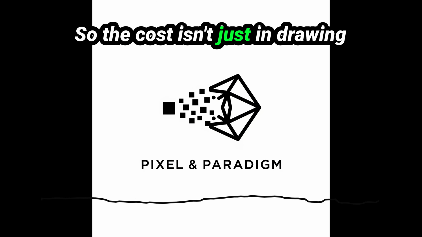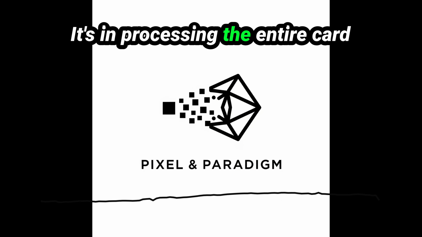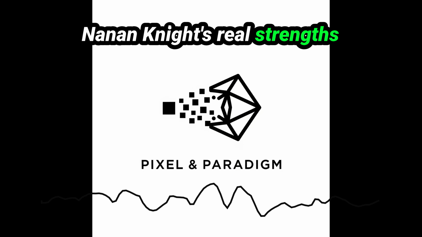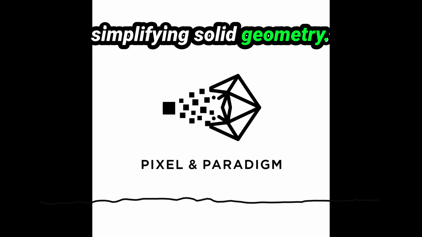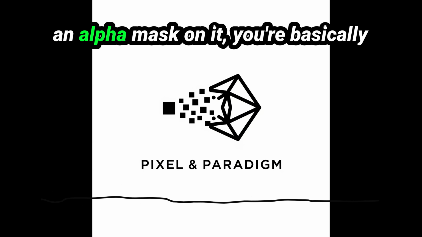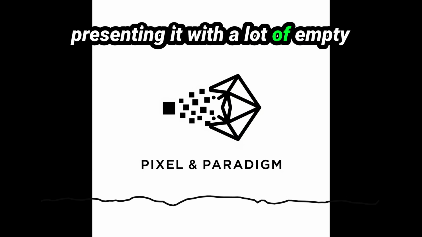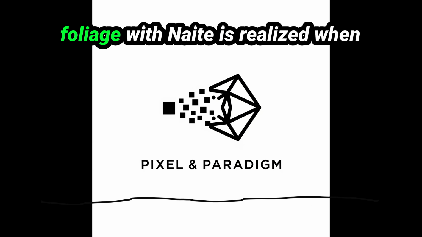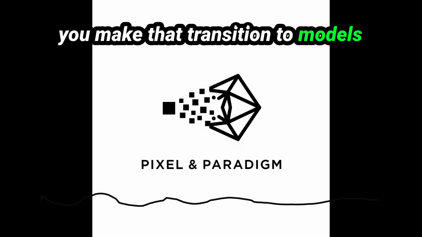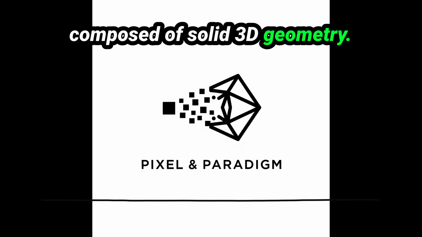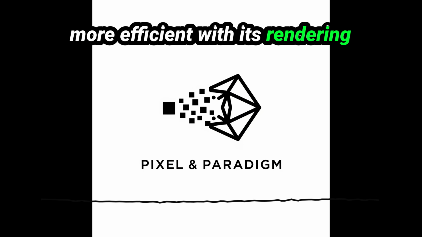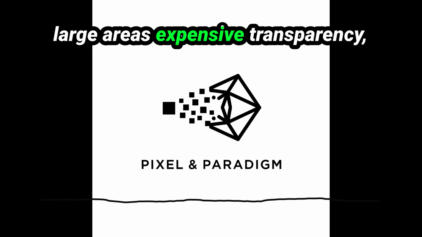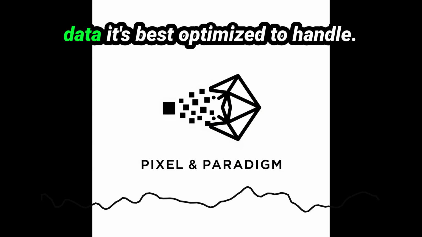Wow. So the cost isn't just in drawing the visible leaf shape itself, it's in processing the entire card plane and figuring out which parts are masked away. Essentially, yeah. Nanite's real strengths lie in efficiently culling and simplifying solid geometry. When you give it a large plane with an alpha mask on it, you're basically presenting it with a lot of empty space that it still has to factor into its processing and culling decisions. The true performance benefit for foliage with Nanite is realized when you make that transition to models composed of solid 3D geometry. This allows Nanite to be much more efficient with its rendering and culling because it's dealing with tangible volumetric forms without those large areas of expensive transparency. You're feeding Nanite the type of data it's best optimized to handle.